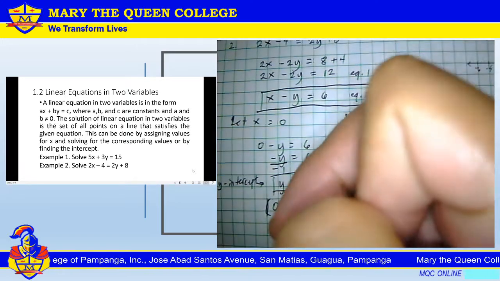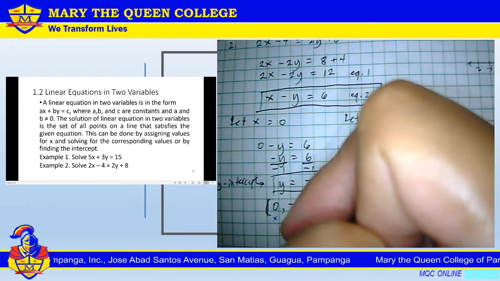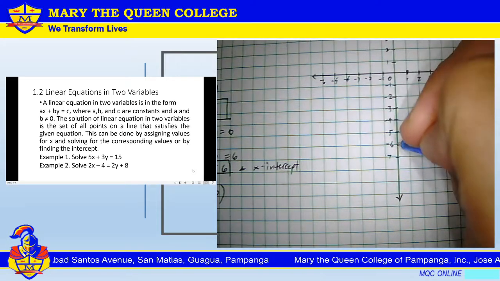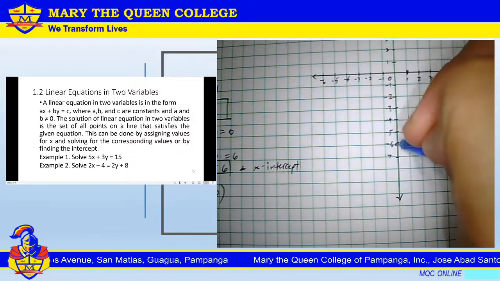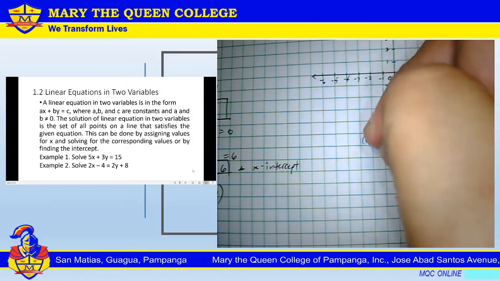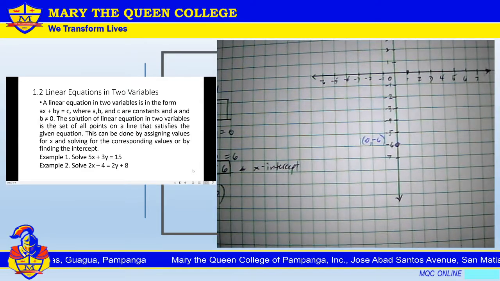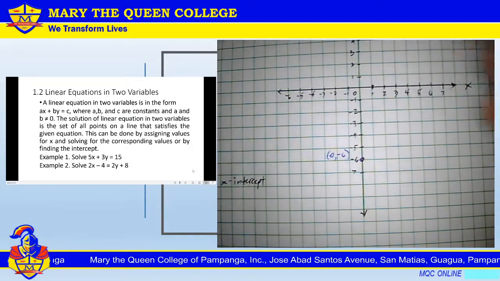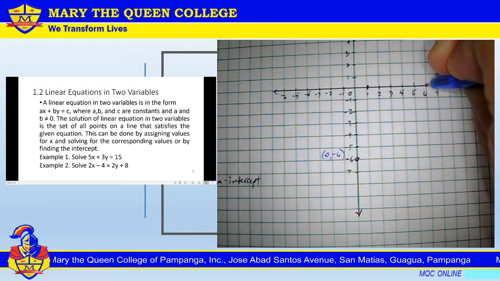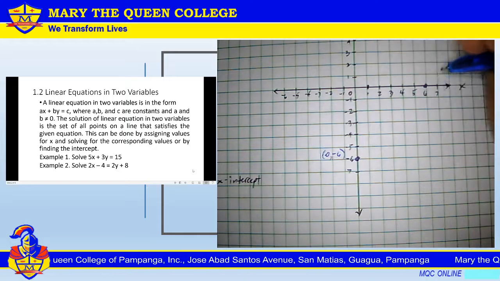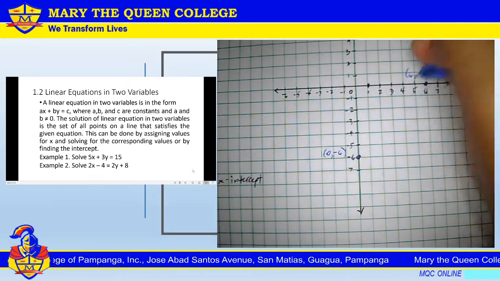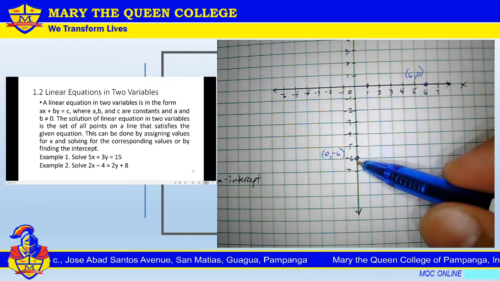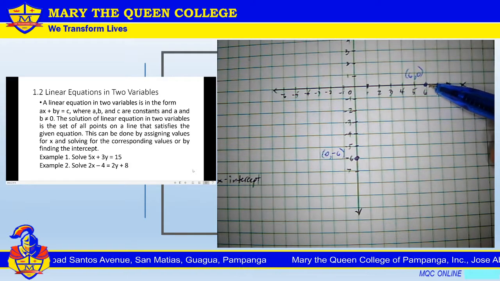To graph these points, going back to our set of points, we have 0 and negative 6. So we have 0 for the value of x and negative 6 for the value of y. Looking at our Cartesian plane, the first point is located here. This one locates 0 and negative 6. And then for the next point, we have positive 6 and 0. So x is 6 and y is 0. It must be here. So this is 6 and 0. This is the y-intercept, 0, negative 6, and this is the x-intercept, 6, 0.